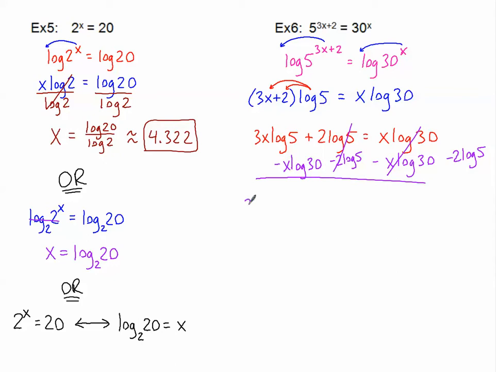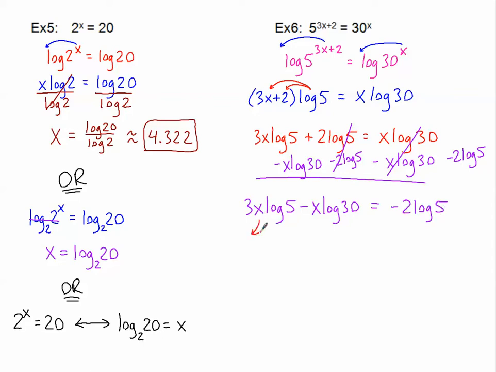So I've got these two terms. They're not like terms, so I'm just going to write them side by side. 3x log of 5 minus x log of 30 is equal to, this is over here, negative 2 log of 5. So again, what I just did is I put the two terms that have my variable on one side and anything else on the other side.